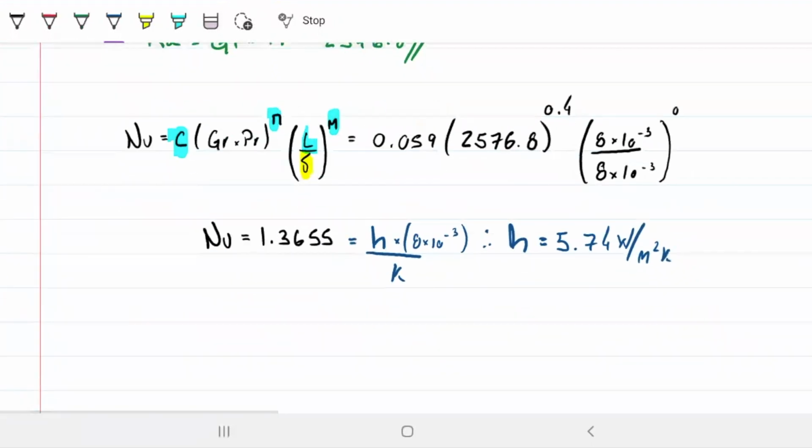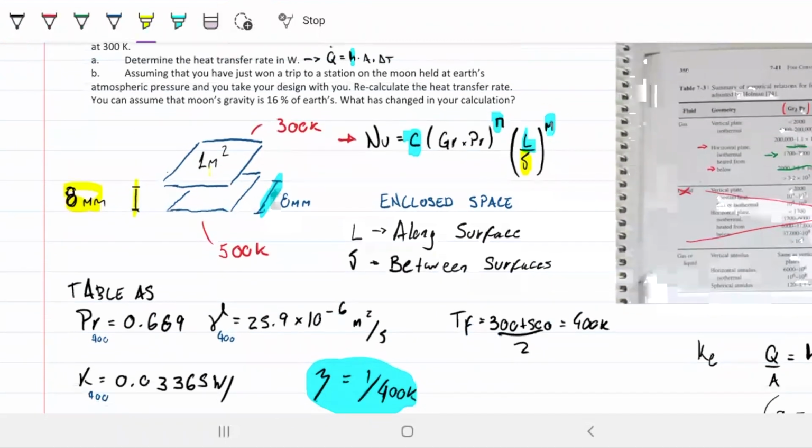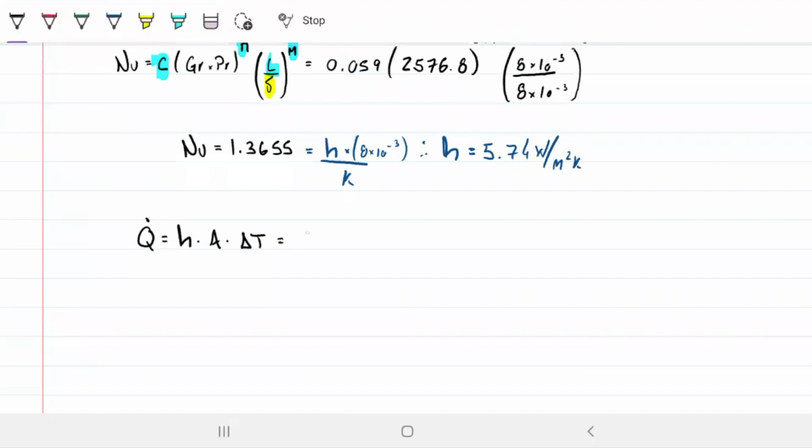Okay, so if that's the case, then calculating my Q is trivial. It's this times this times this. Our area is 1 meter squared according to the problem. Our delta T is 500 minus 300, and our H, we just got our H. So 5.74 times 1 times 500 minus 300 Kelvin. That's 1149 watts.